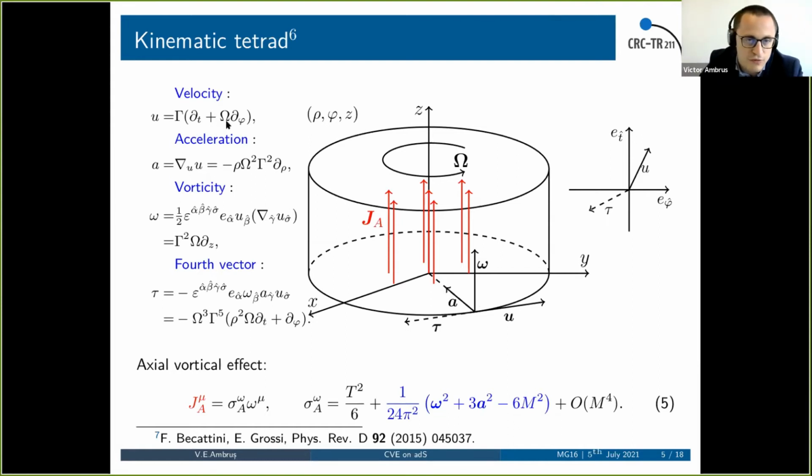The velocity I just showed you before. The acceleration is just the covariant derivative of the velocity along the velocity, and it points radially towards the origin. The vorticity points along the vertical direction. You can notice that there are some Lorentz factors which appear in all these quantities. What's interesting on Minkowski space, if we study rotating states, is that one can find a finite value of the axial current, which is directed along the vorticity. The coefficient appearing here is called the axial vortical conductivity, and its expression is given by this formula. Here I restricted this expression to vanishing chemical potentials. There is a T-squared term here and some term which depends only on vorticity, acceleration, and the mass of the quantum.